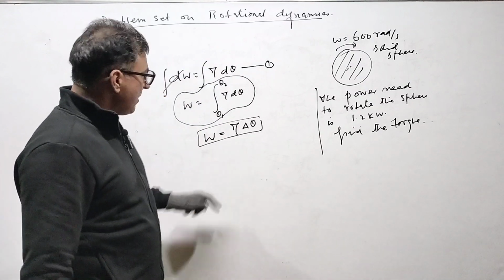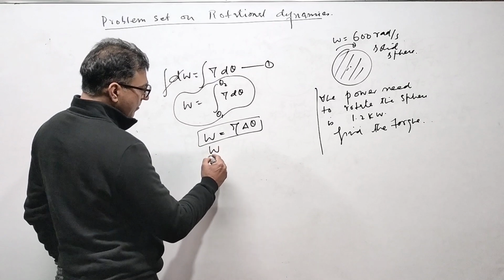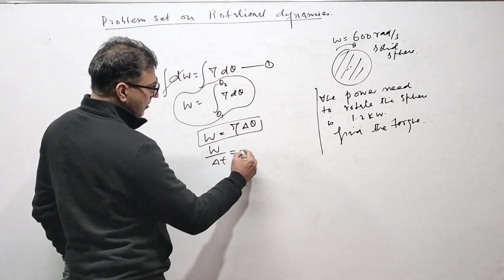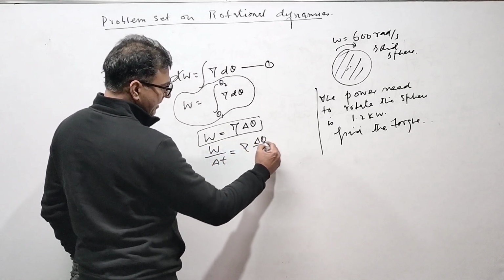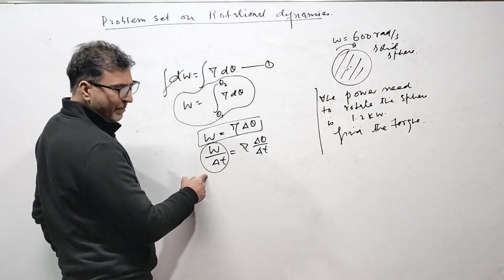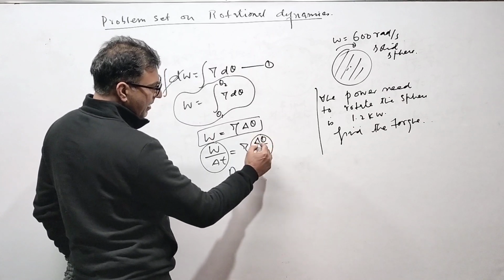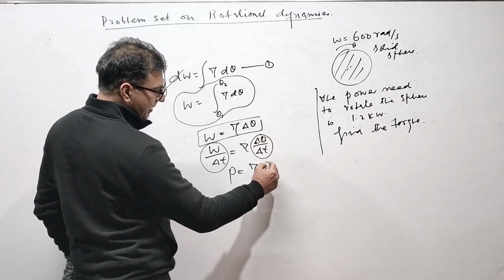But if you differentiate it, I mean, the work done in delta t is equal to tau delta theta by delta t. That will make it power. Work done per unit time is power. So power is equal to tau times delta theta by delta t, that is omega.